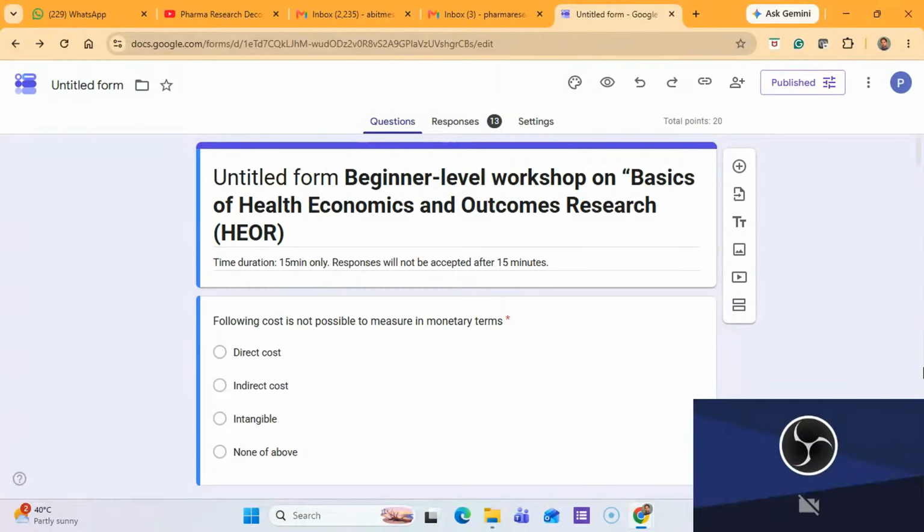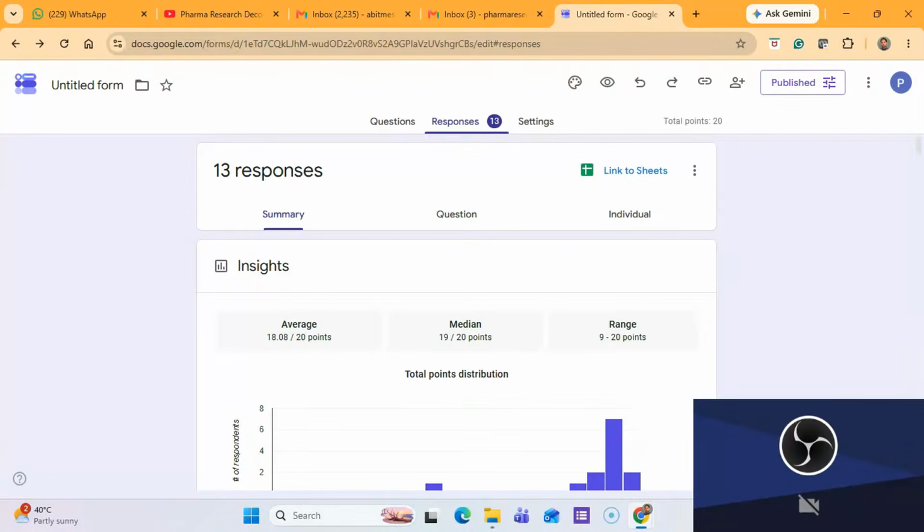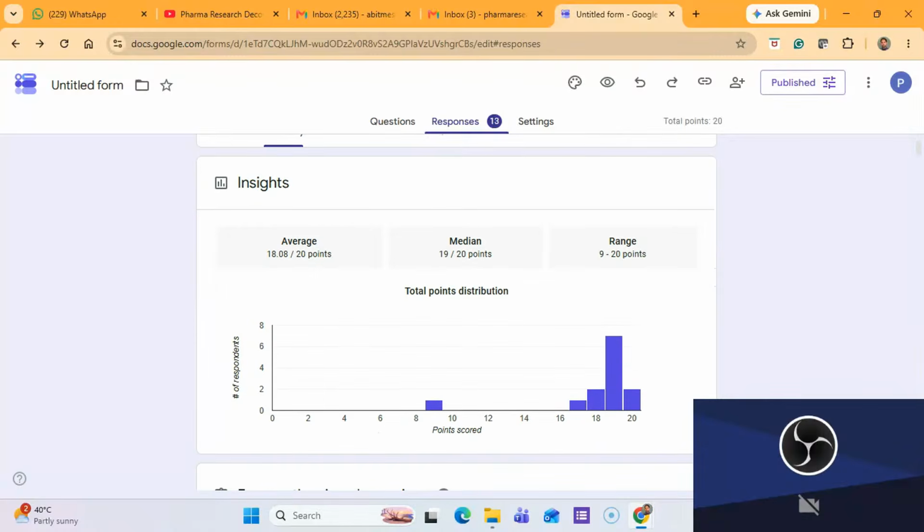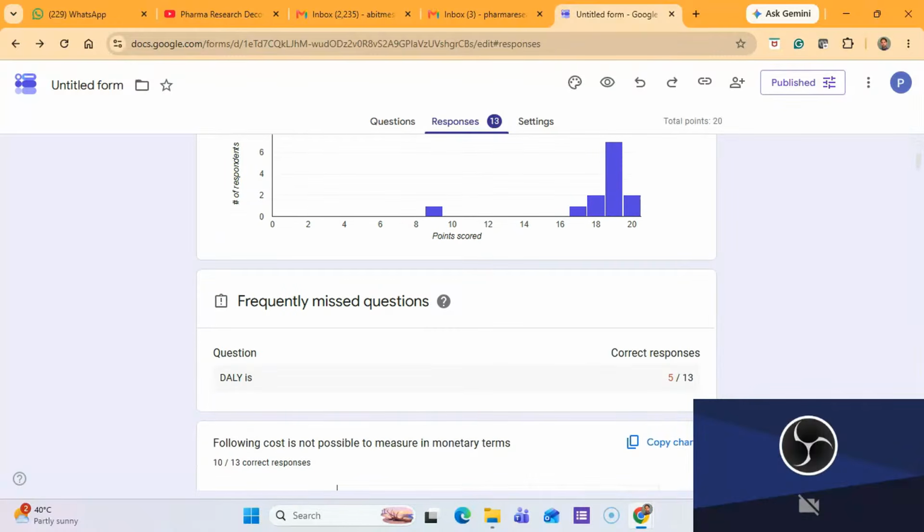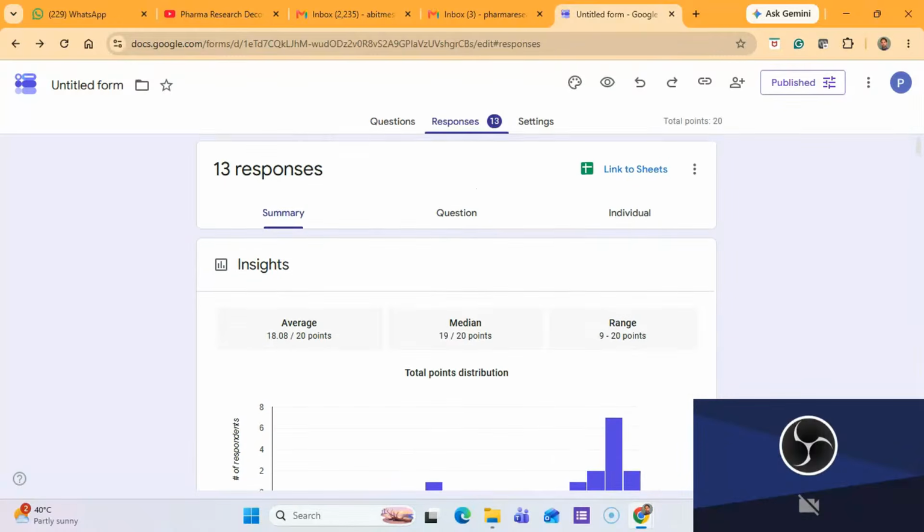Now we have the last 2 minutes. 13 responses. Okay, great. And I think all of you got a score between 18 to 20. That's great. Yeah, 18 to 20. If you are getting a lower score also, that's also not a problem, right? There is no issue with that.